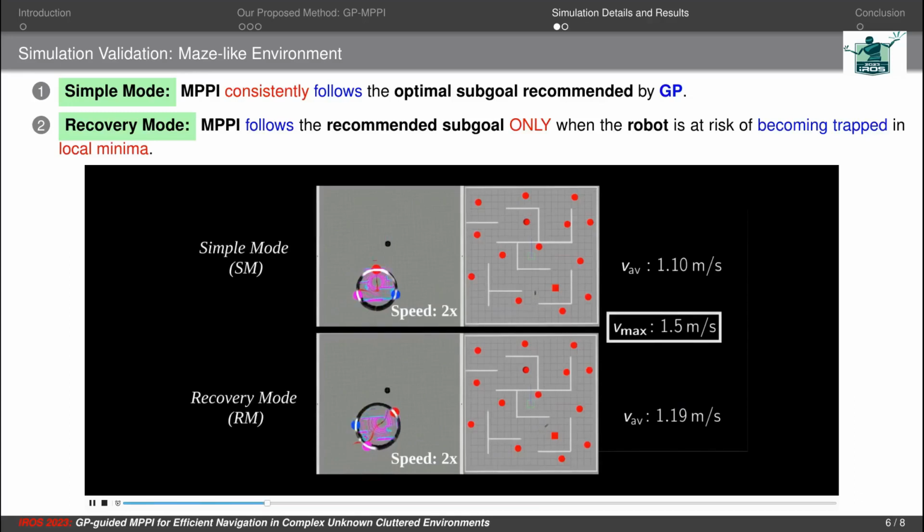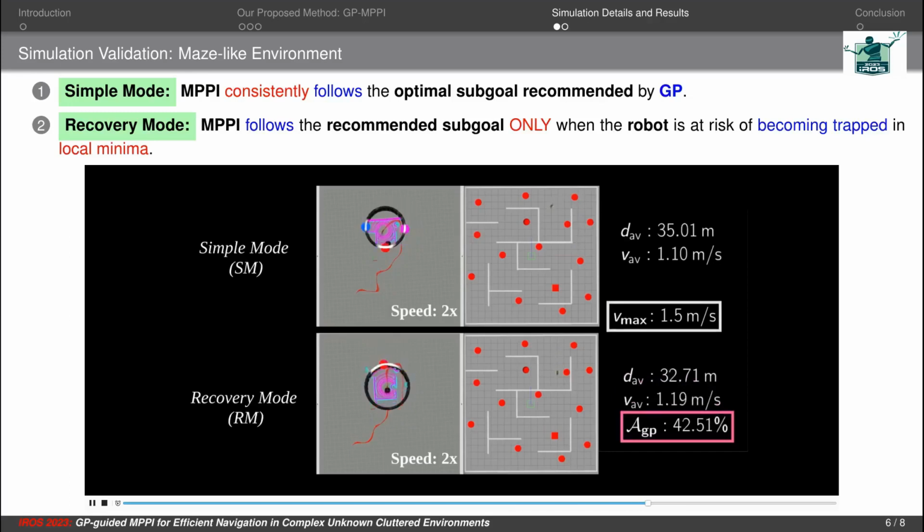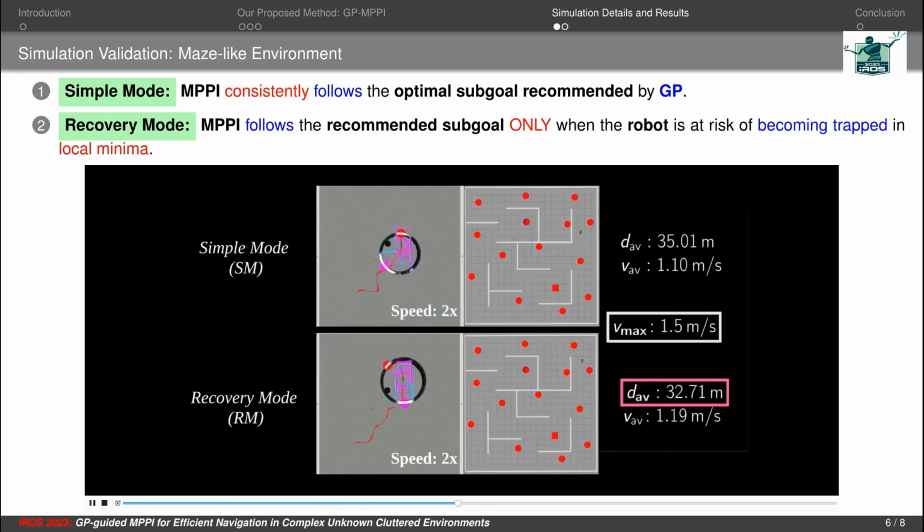We can clearly observe that our proposed approach successfully achieves collision-free navigation in both modes without getting stuck in local minima. Moreover, activating the recovery mode improves the average distance traveled by the robot. We can also observe that the assistance provided by GP to MPPI to overcome dead ends when the recovery mode is utilized is more than 42%.